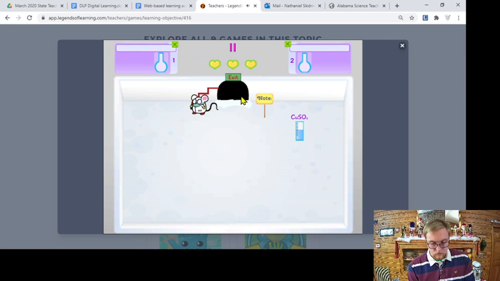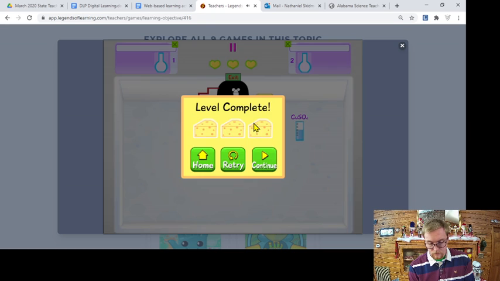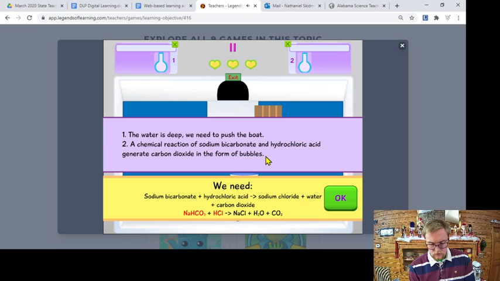So we've answered all of our questions on our guide. Now we can move on to level number 2, or level number 3. I think this is level number 3. So this one we're going to go through, and we're not going to go through our guide this time. I just want to enjoy going through this, and we can talk about other great things that are available on Legends of Learning. So the water is deep, we need to push the boat.